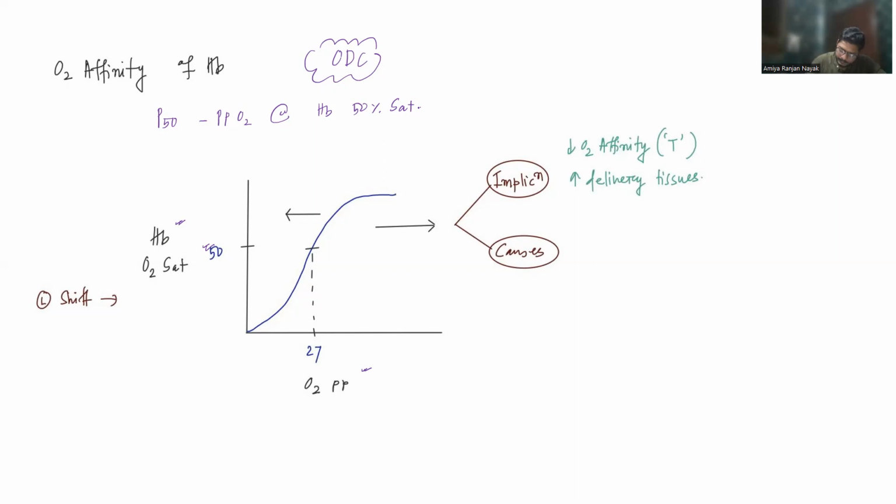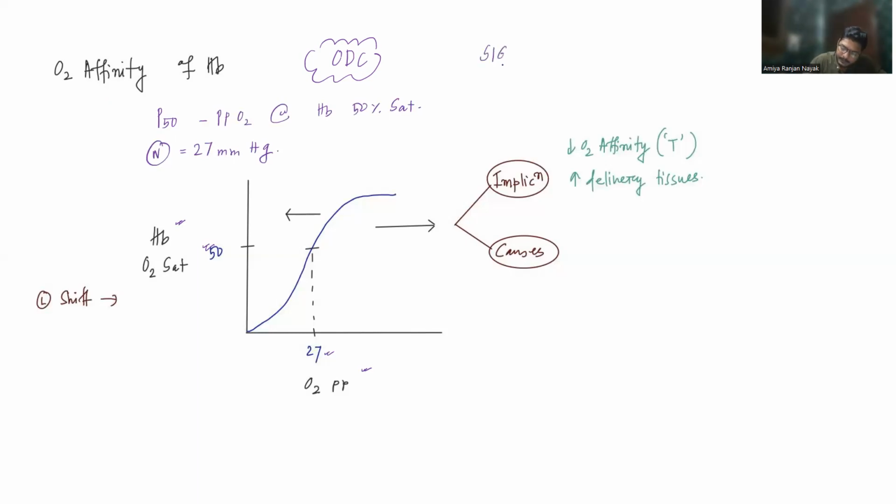Normally the P50 is 27 millimeter of mercury. As you can see here, at 27 millimeter of mercury, the hemoglobin is 50% saturated. This is the normal P50. And the next important point you can appreciate here is the curve is sigmoid shaped.